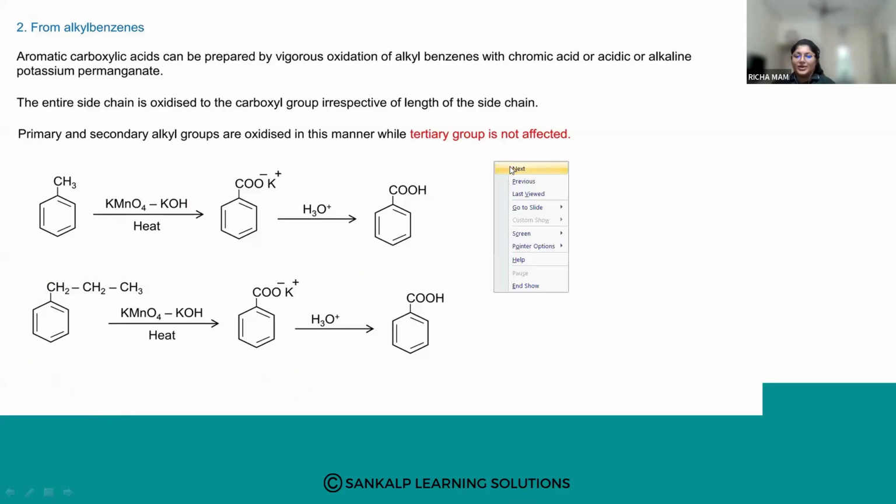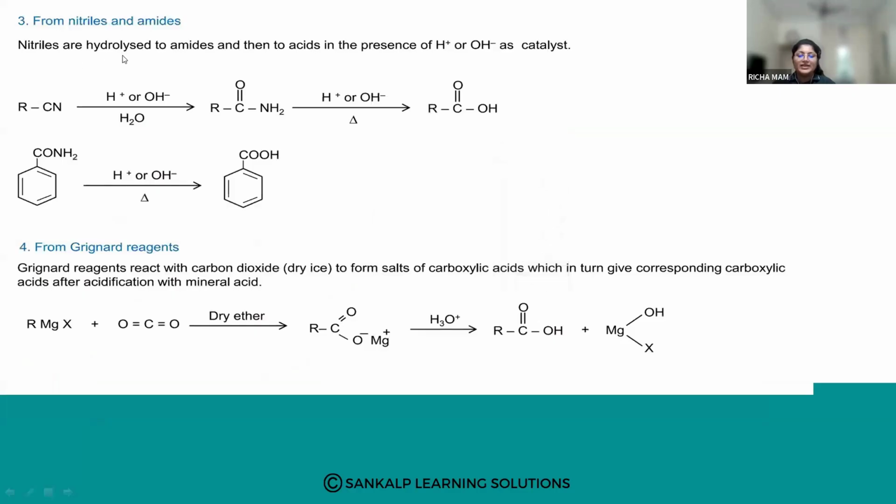Next, we are going to see from nitriles and amides. Nitriles, what do you mean by nitriles, students? Cyanides, that is the CN bond. So RCN is a nitrile. We call it a nitrile, or we call it a cyanide group.